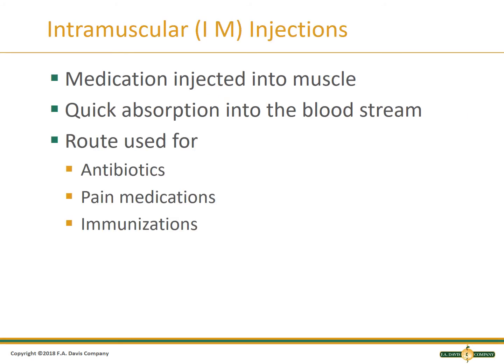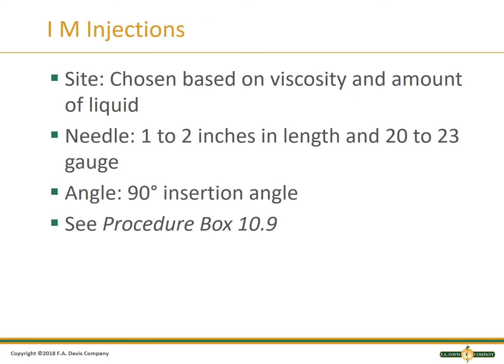So an intramuscular injection is medication that is injected directly into the muscle. It has a very quick absorption into the bloodstream. The route is used mainly for antibiotics, pain medications, and immunizations. The site is chosen based on the viscosity, or the thickness, and amount of the liquid that is being injected. The needle is usually 1 to 2 inches in length and 20 to 23 gauge. You will give it at a 90-degree insertion angle. You're going to use a dart-like motion to insert the needle completely to the hub. Gently and slowly inject all medication.